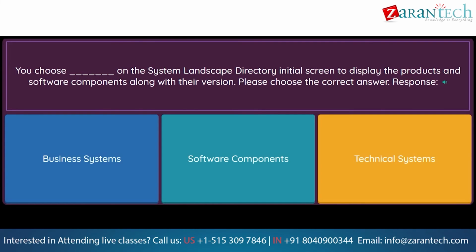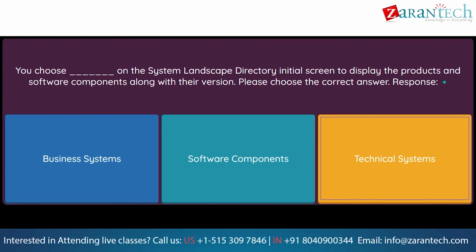Question: you choose ___ on the system landscape directory initial screen to display the products and software components along with their version. Please choose the correct answer. Response: Option 1, business systems. Option 2, software components. Option 3, technical systems.